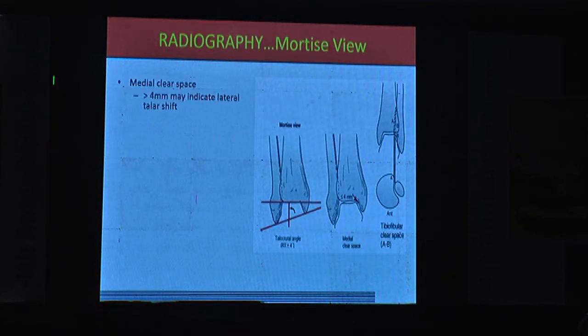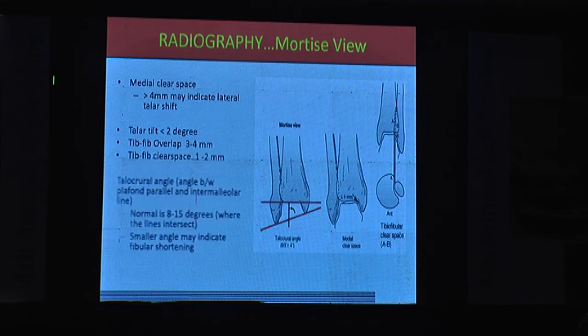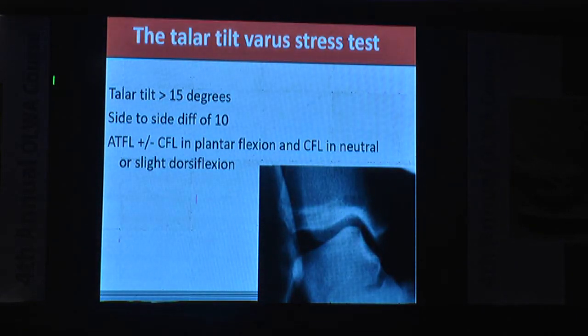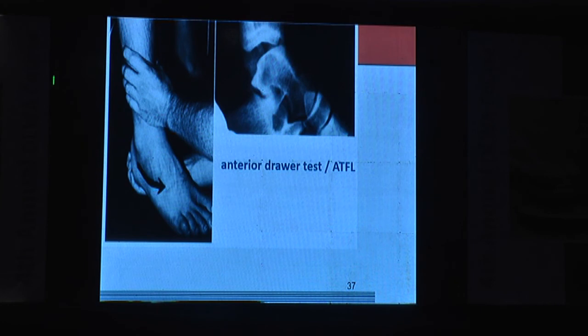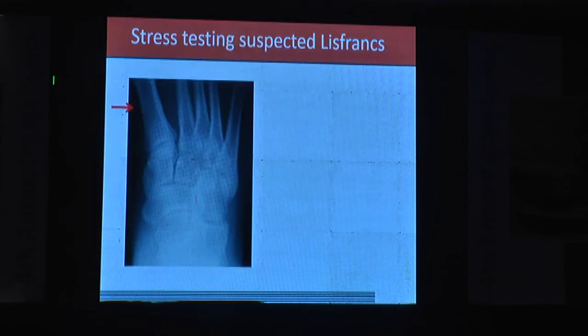The mortise view again, there are different parameters for tibiofibular clear space, tibiofibular overlap, and the talocrural angle telling you the shortening of the fibula there. So all of these things we must be aware exist. Then there are some stress X-rays. Talus tilt stress test for lateral ankle instability, and we have an anterior drawer test for anterior posterior instability. So we do not routinely recommend these in patients even with instabilities, because our clinical judgment actually relates more to surgical interventions than a positivity of the stress test.